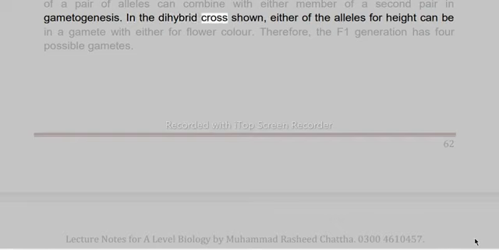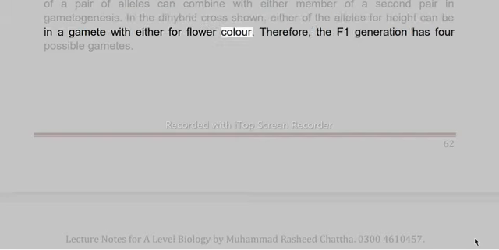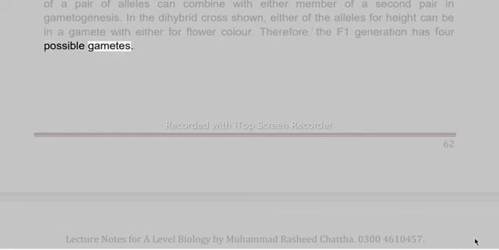In the dihybrid cross shown, either of the alleles for height can be in a gamete with either for flower color. Therefore, the F1 generation has 4 possible gametes.